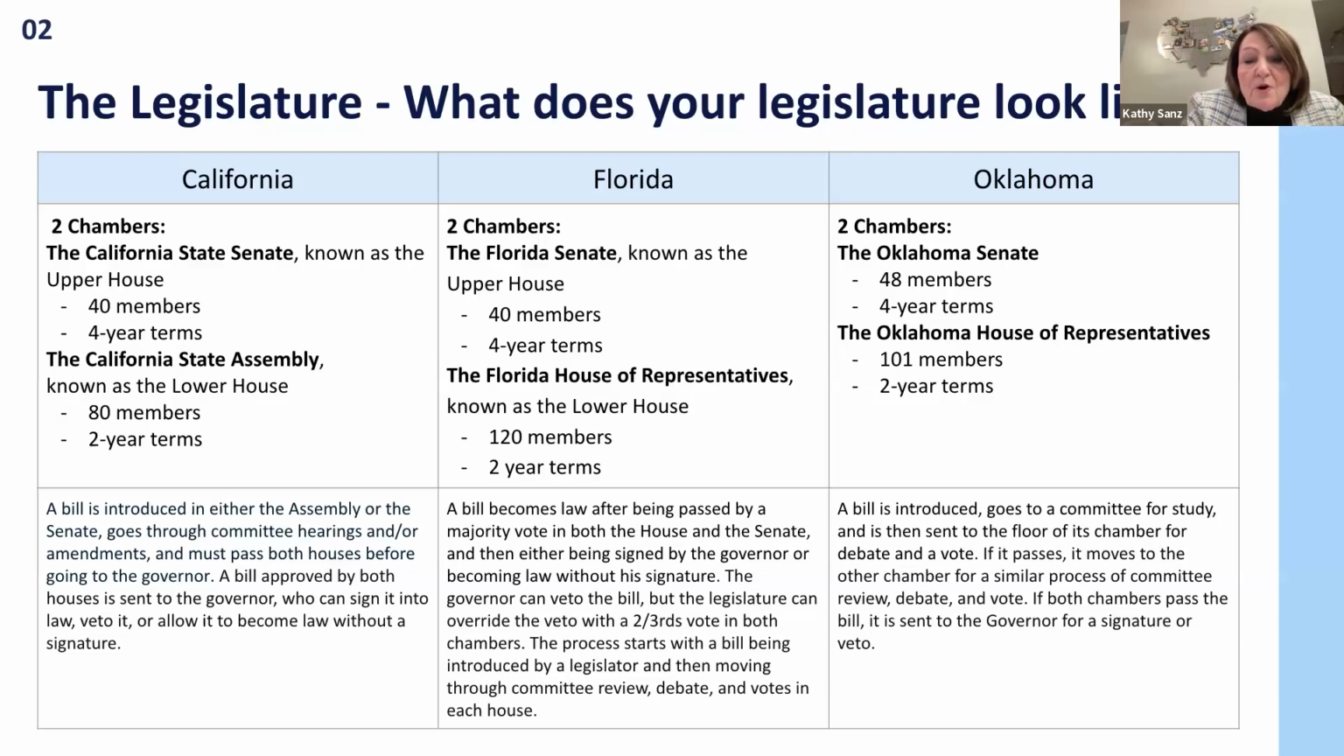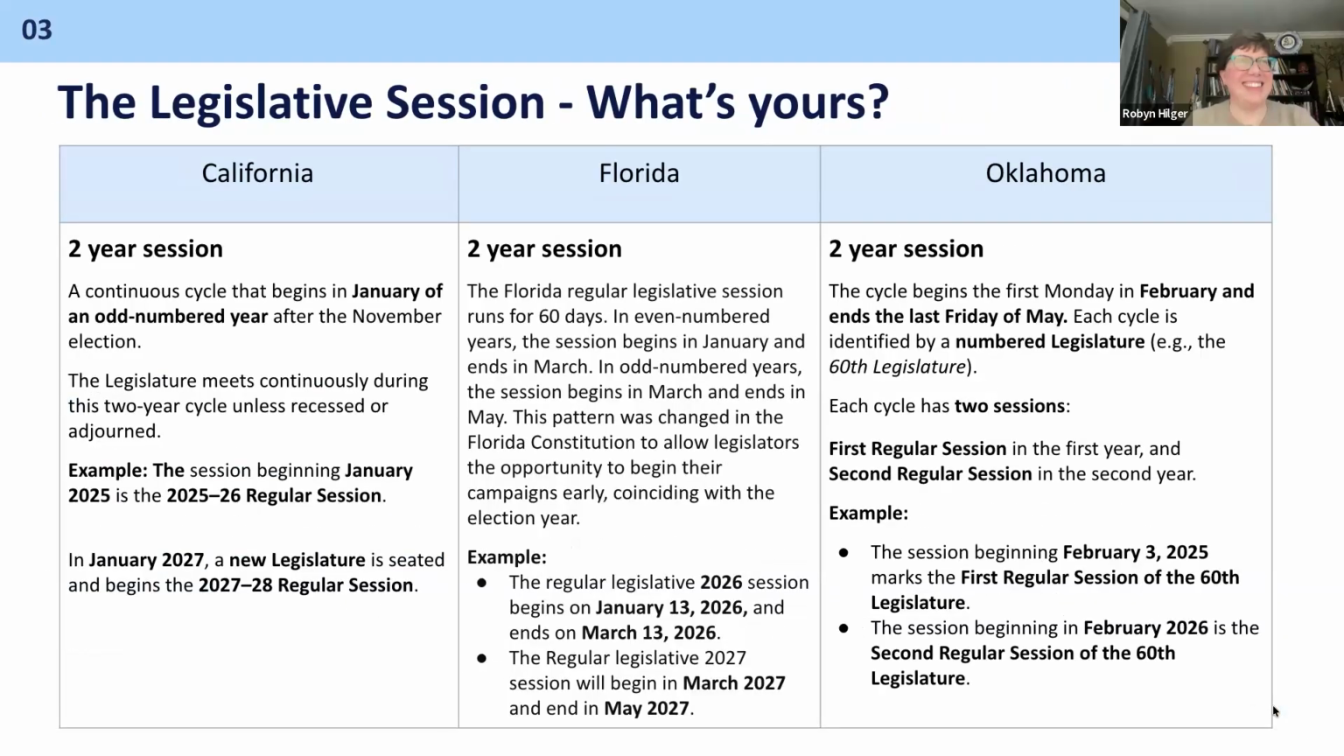And that's very similar to Oklahoma. When you look at Oklahoma, you can see they have 48 members in the Senate and 101 members in the House of Representatives. In California, 40 members in the Senate, and then 80 members in the House. So you see the differences between these 3 states. On to Robin.